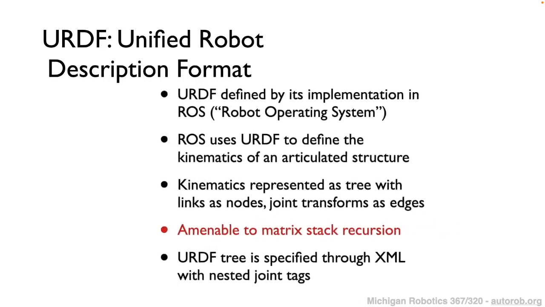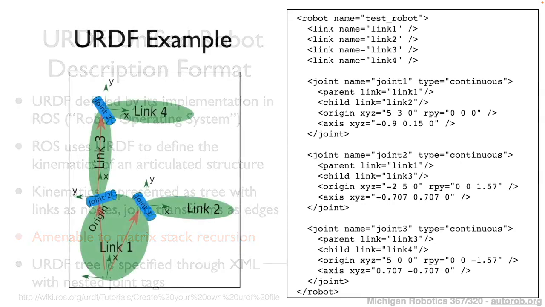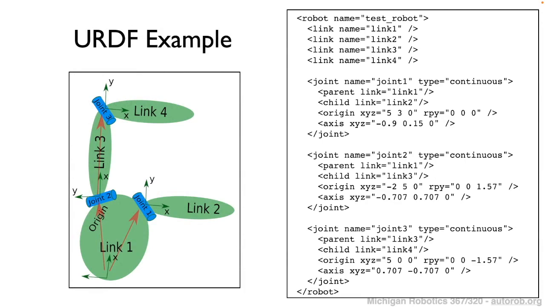So let's take a look at a test example of what URDF would look like for a robotic structure. The code here on the right is example XML that defines this test robot within the URDF format. This particular robot would look something like this. What we're going to do now is step through this URDF and show how this robotic structure on the left is represented by the corresponding format on the right.